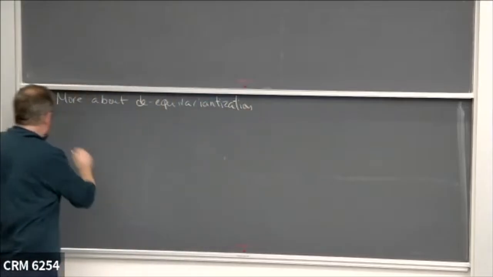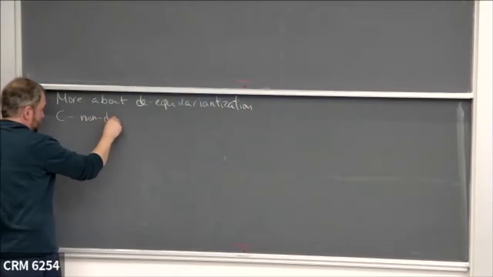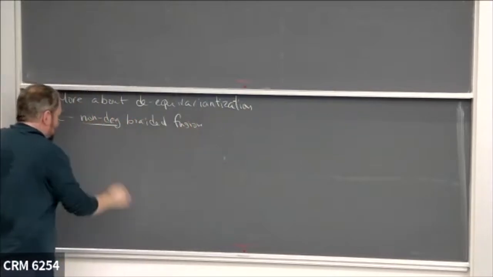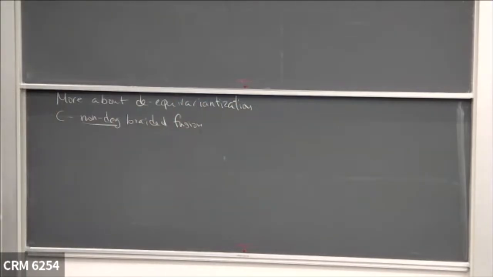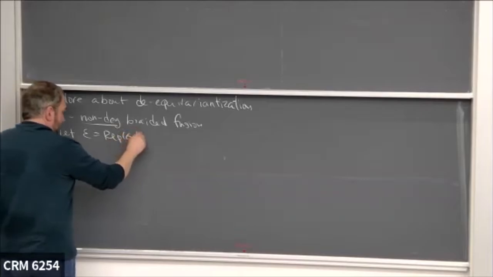So I would add several more things about the equivariantization. Let's start with the category C, which is a non-degenerate braided fusion category. We take it for simplicity. Many things can be done when it's degenerate. So let E be a Tannakian subcategory.